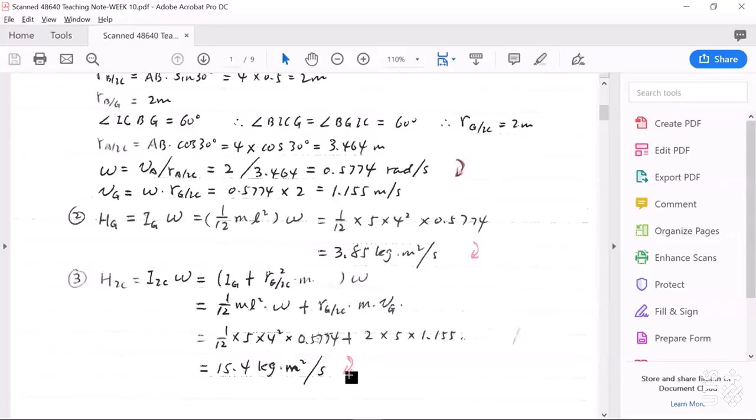Okay, here, if we compare the magnitude of Hg and the magnitude of HIC, we will see they are different. So this tells us we can select any points to calculate angular momentum of a rigid body. But the magnitudes won't be the same.